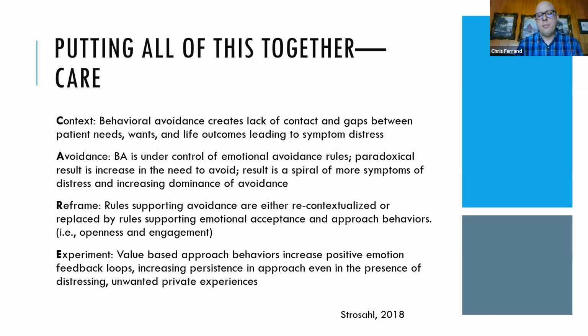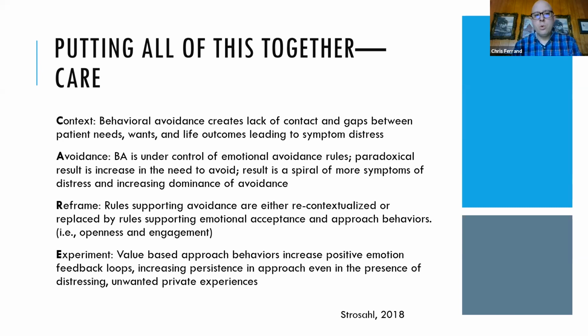Behavioral avoidance is under control of emotional avoidance rules. The paradoxical result is an increase in the need to avoid. The result is a spiral of more symptoms of distress and increasing dominance of avoidance.